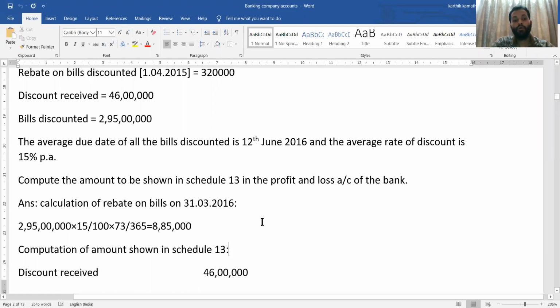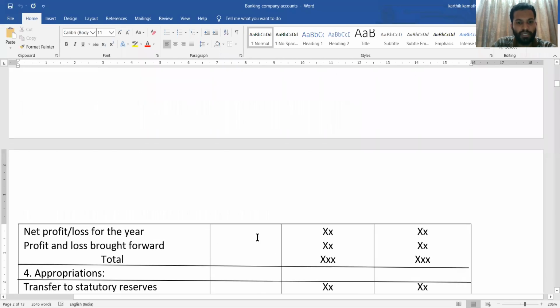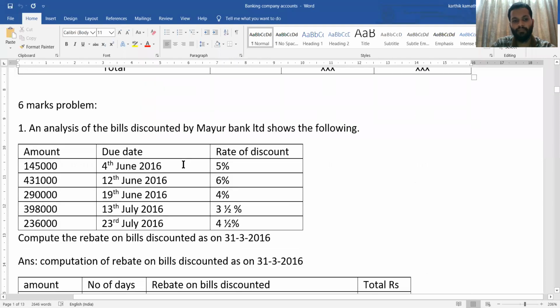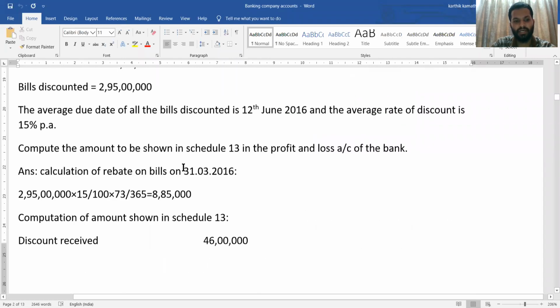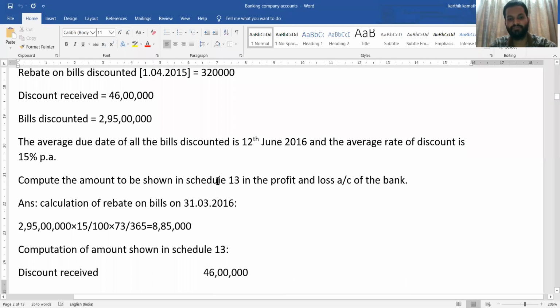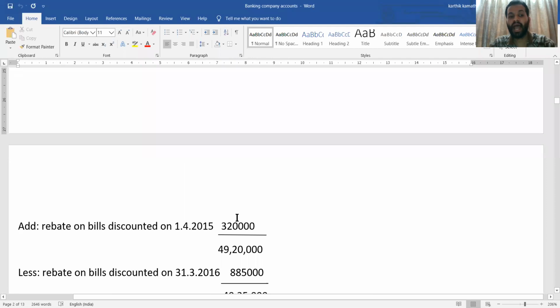Now the amount to be shown in schedule number 16. How to show the amount? So now what is schedule number 16? First you need to see schedule number 16, that is interest earned. Under income, schedule number 16 is interest earned. So the discount received given in the problem itself, that is 46 lakh, is discount received. Then add the previous year rebate given in the problem.